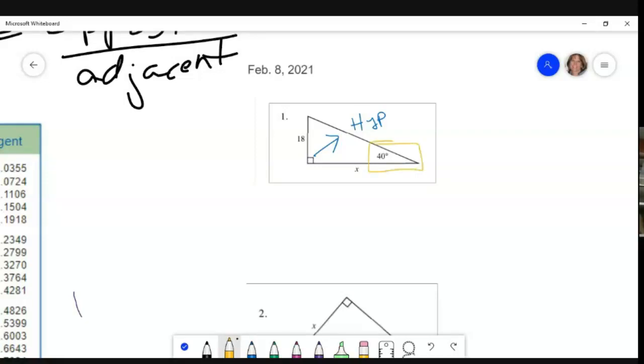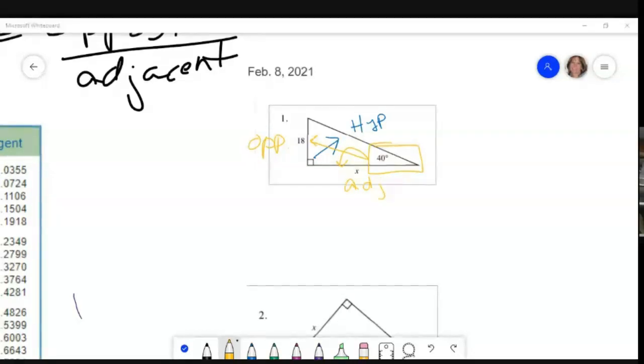So let's see what is given to us. We have our angle measurement, and the angle is 40. We want to identify what the legs are in relationship to that angle. All right. So 18 is opposite the 40-degree angle, and x is adjacent. Yes, what's the question? That's TOA? Yes, or tan.